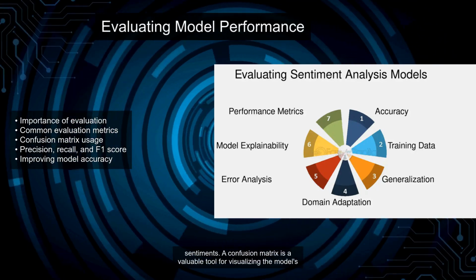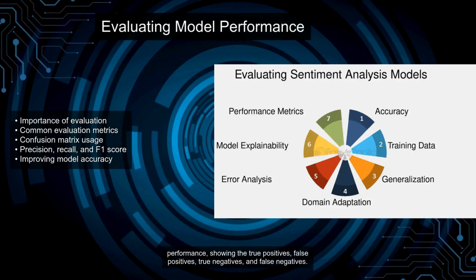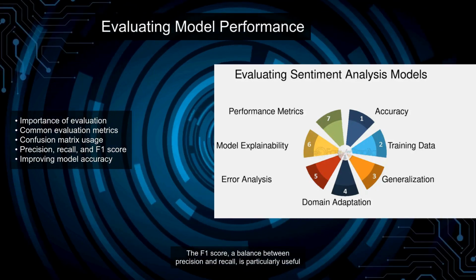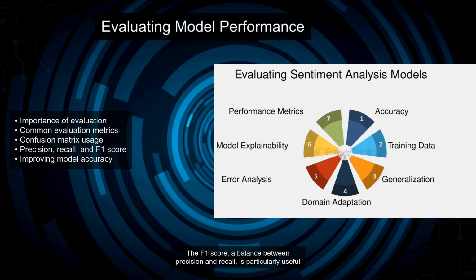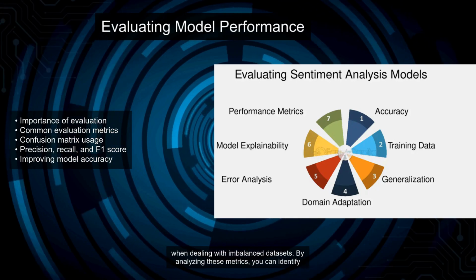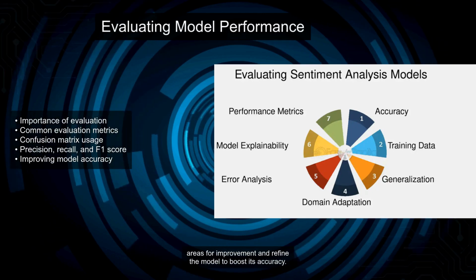positive or negative sentiments. A confusion matrix is a valuable tool for visualizing the model's performance, showing the true positives, true negatives, and false negatives. The F1 score, a balance between precision and recall, is particularly useful when dealing with imbalanced datasets. By analyzing these metrics, you can identify areas for improvement and refine the model to boost its accuracy.